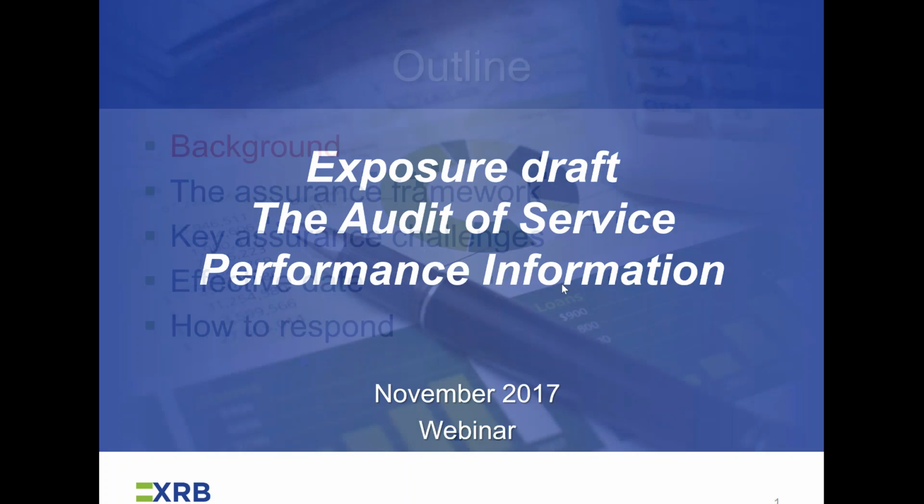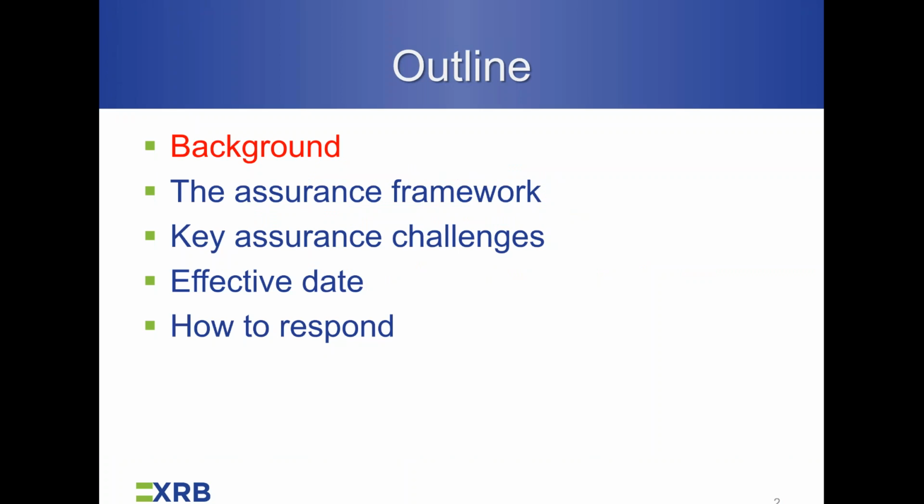An outline of how we'll run the session is I'll give you a brief background to the accounting developments, as well as how we've approached this project from an assurance perspective. We'll look at the international assurance framework under which this standard must sit, and then we'll go through the key assurance challenges that have been identified during the project. Finally, we will look at how to respond.